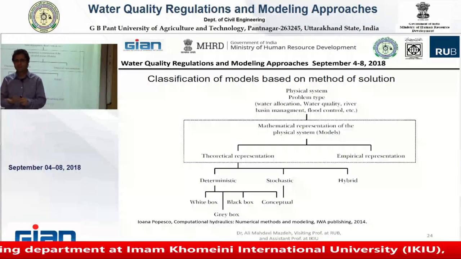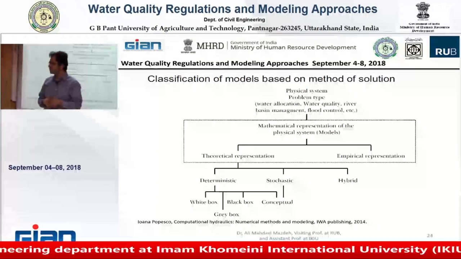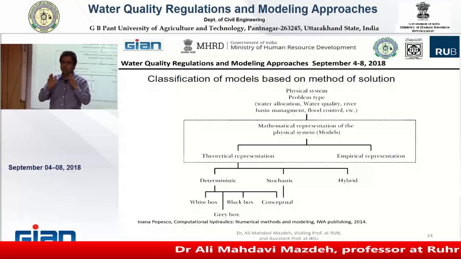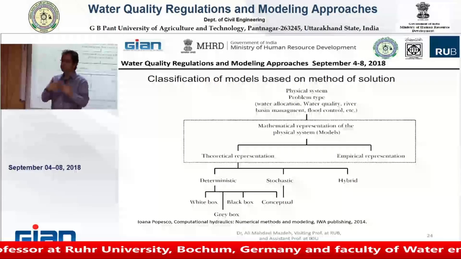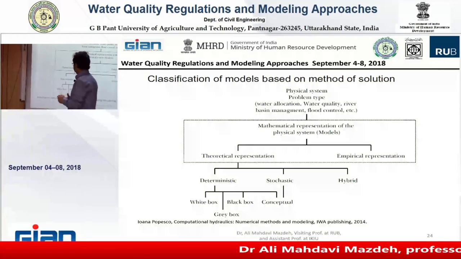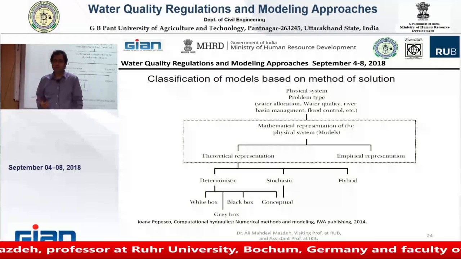Say we are going to model advection and dispersion in the river. It can be a white box model because you know the formulation of advection and dispersion. You can formulate it for a certain river, and then write a numerical or analytical model to solve the equation, and you reach a number. You know it exactly. But a black box model is used when you cannot understand what is really happening.